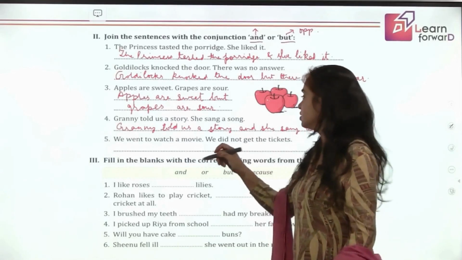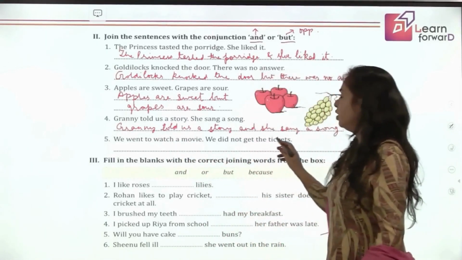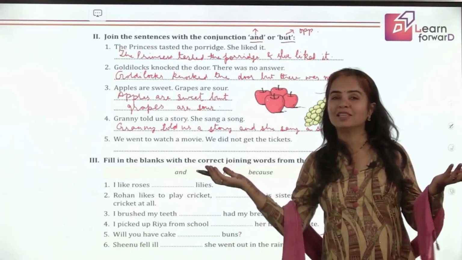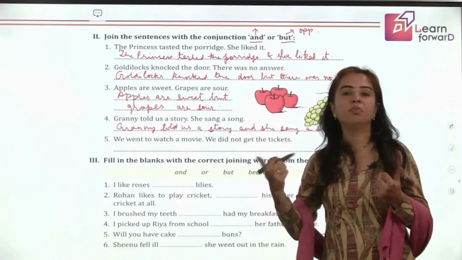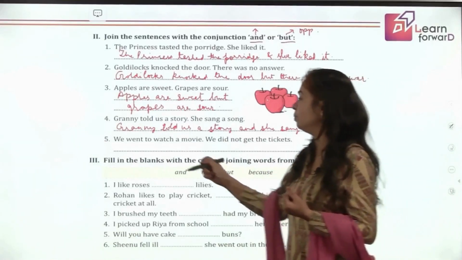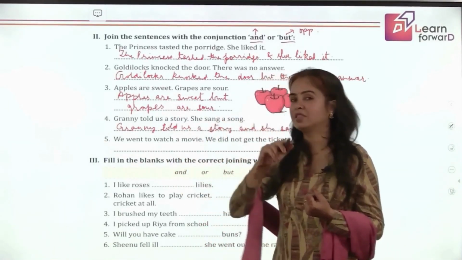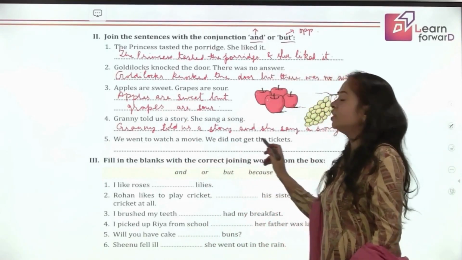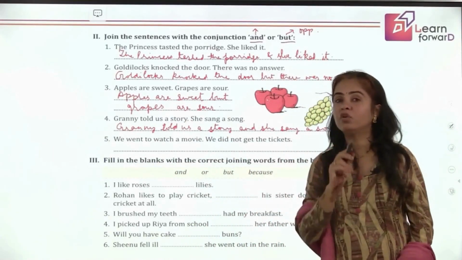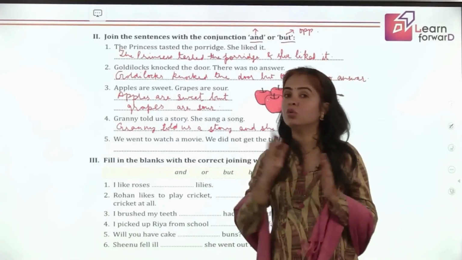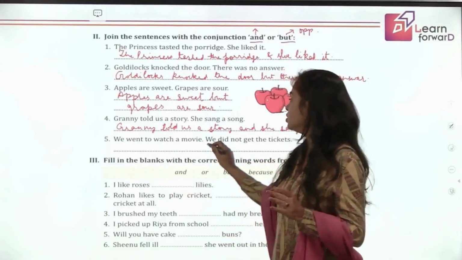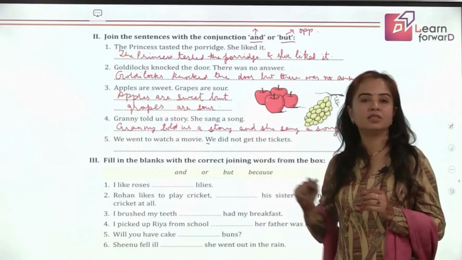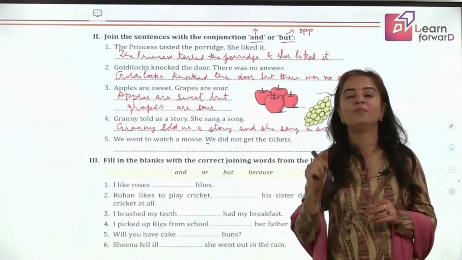Let us discuss. We went to watch a movie. We did not get the tickets. Oh, this is contrast, opposite, isn't it? You wanted to see the movie, but there were no tickets available. So what will you use here? But, because it's showing opposite. We went to watch a movie, but we did not get the tickets. What you have to remember is when you are joining them, so you are getting just one sentence. It is not a new sentence. So W of V will be small and you will write this sentence yourselves, children. Will you?